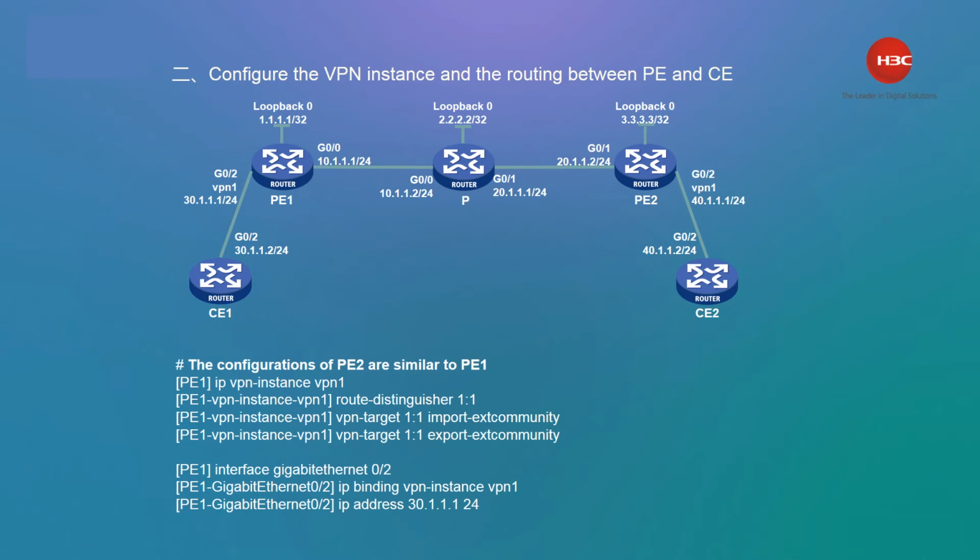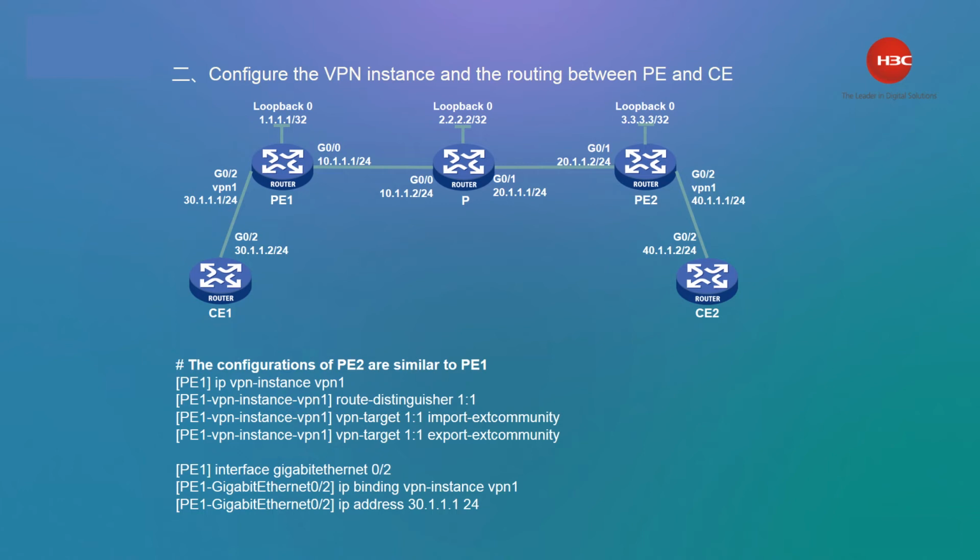In the second step, we configure the VPN instance and the routing between PE and CE. Take PE1's configuration as an example. First, configure the VPN instance, including the RD and RT. It should be noted that the export attributes of the local VPN instance's VPN target need to match the import attributes of the opposite VPN instance, and vice versa.